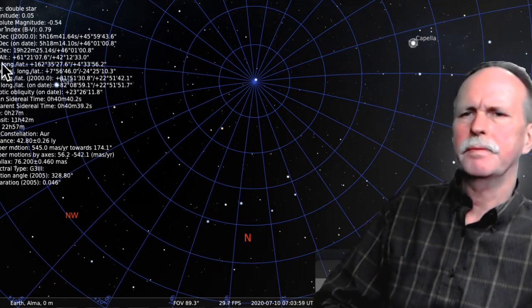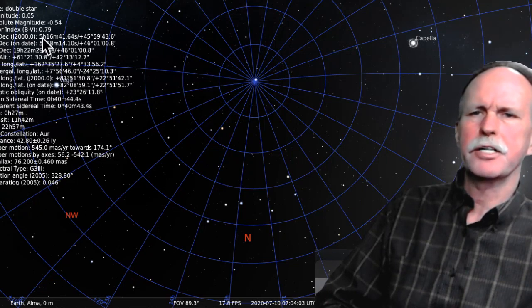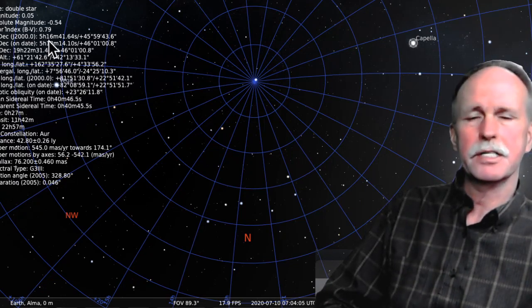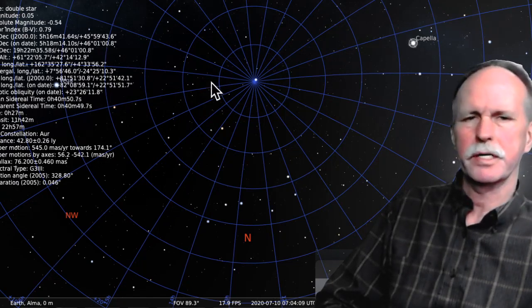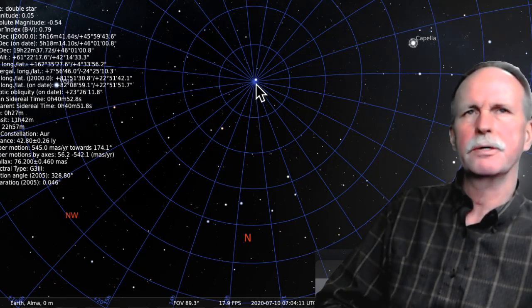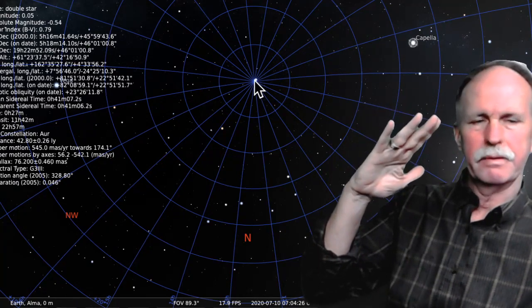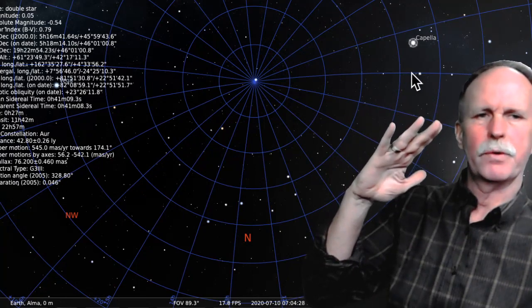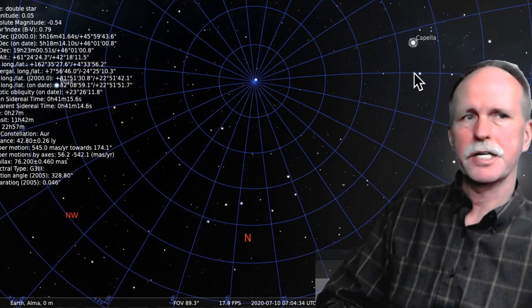Now, looking over on the information on Capella, we see that right ascension, 5 hours and 16 minutes, and the declination is almost 46 degrees. As we said, the northern celestial pole is at 90 degrees. So what we're going to do is we're going to drop the telescope down until we get down to about 46 degrees. Then we need to look for 5 hours and 16 minutes right ascension.